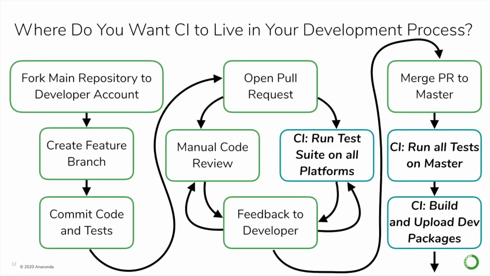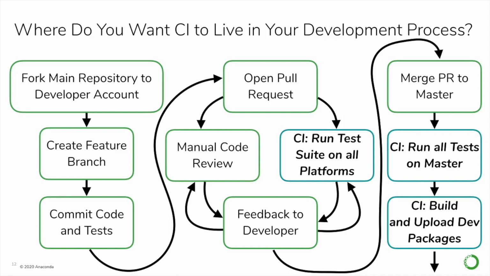Second thing is to think about where the CI system plugs into your whole development process. Don't think of CI as a separate thing. Think of CI as part of how you develop code. So here I have sketched out a pretty crazy diagram, but this is how most people do development on GitHub these days. If you're going to contribute, you fork the main repository to your developer account and make a feature branch. You commit some code and some tests that verify that code works, and then you open a pull request against the main repository.